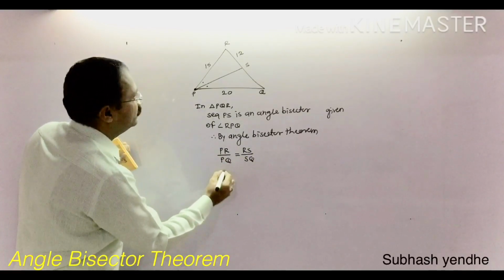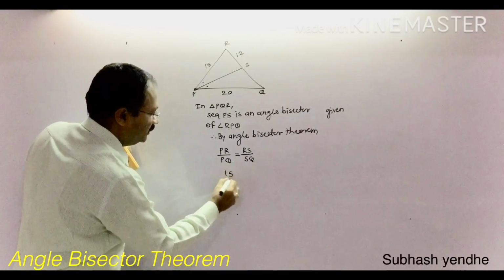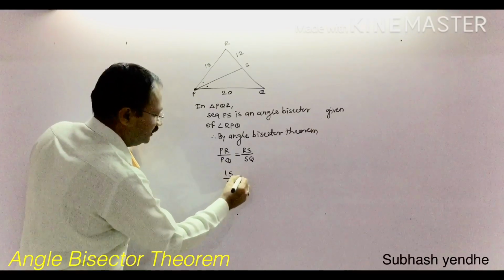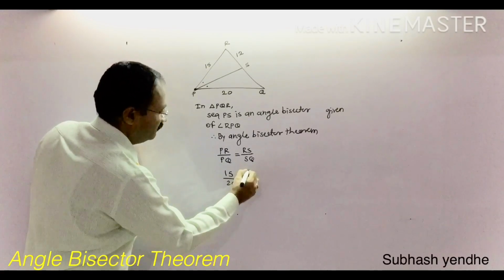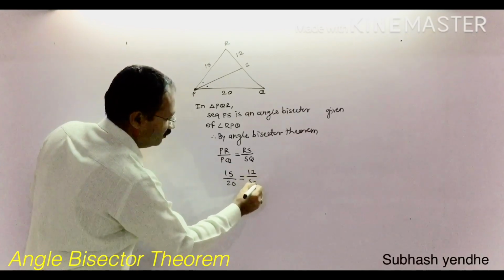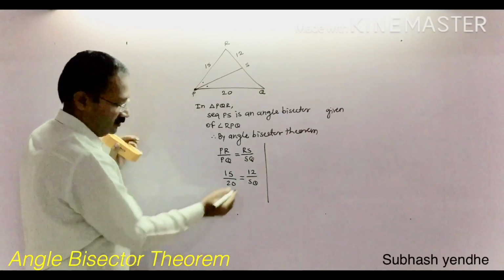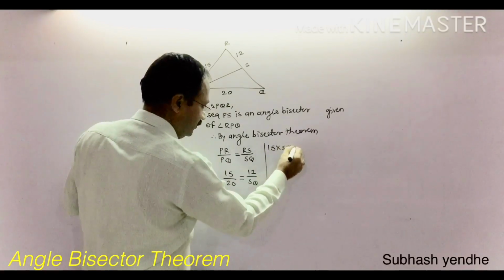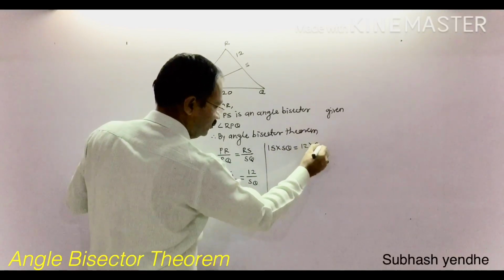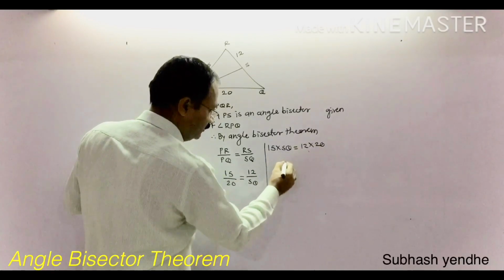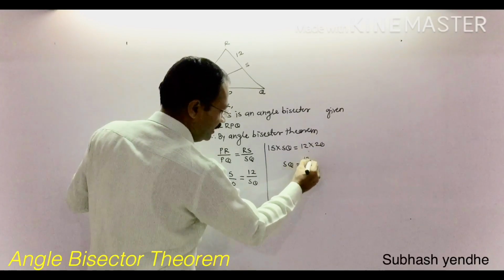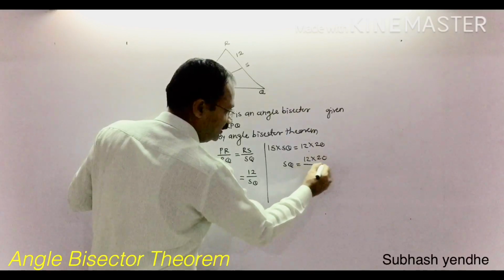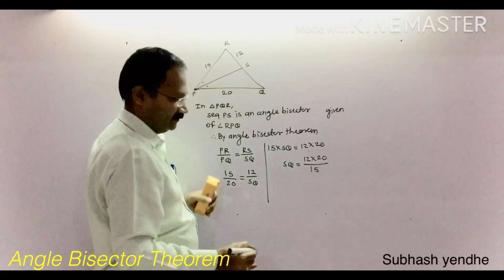Now substitute the values. PR is given as 15, PQ is given as 20, RS is given as 12, and SQ you have to find out. Now cross multiplication: 15 into SQ equals 12 into 20. Now 15 goes to the other side, so SQ will be 12 multiplied by 20 divided by 15.